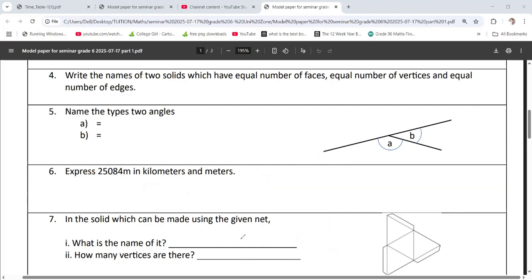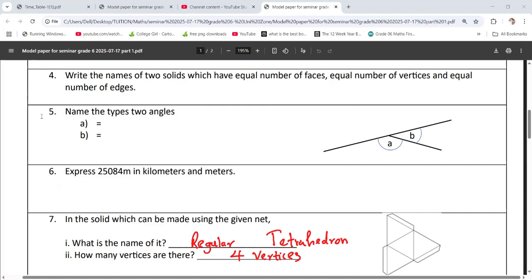And in the solid which can be made using the given net, what is the name of it? The name of the solid which can be made using this net is called the regular tetrahedron. We call this regular tetrahedron. How many vertices are there? There are 4 vertices in a regular tetrahedron, right?